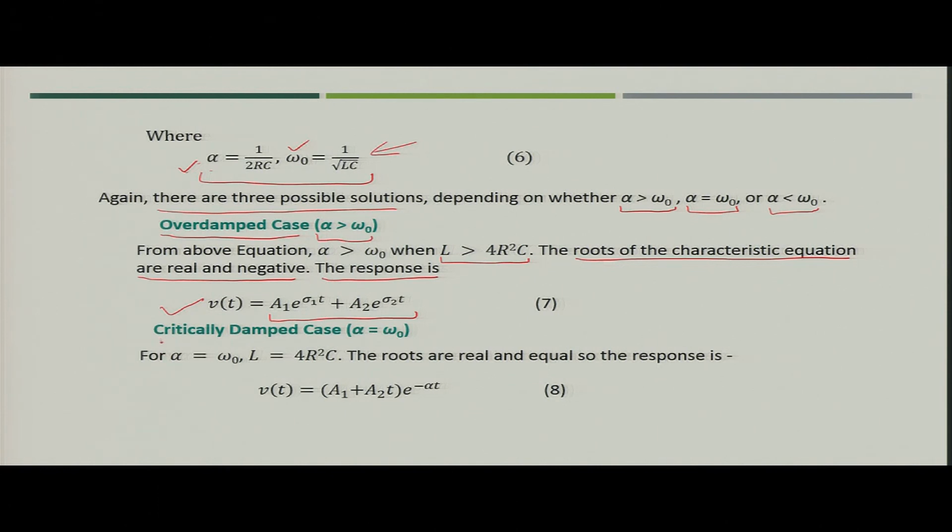Now, in the critically damped case where alpha equals omega naught, the system will be critically damped when L equals 4 R square C. In that case also the roots are real and equal. So, you can say the response would be V t equal to a 1 plus a 2 t, times e to the power minus alpha t. This is again similar to what we got in case of series RLC circuit.